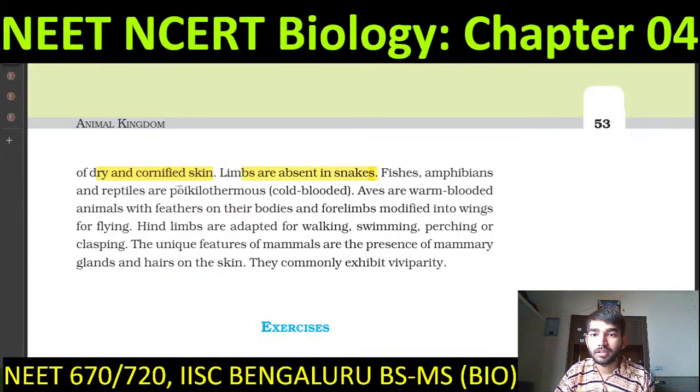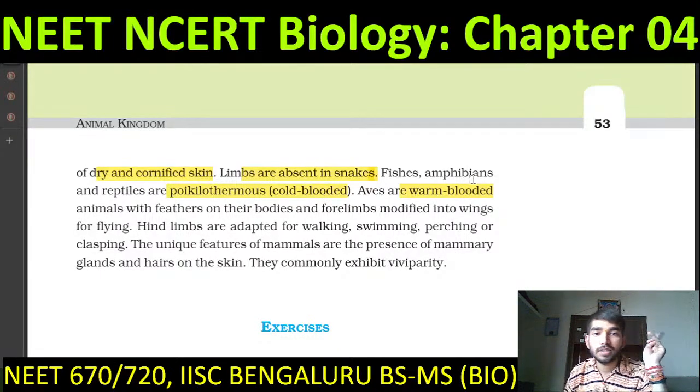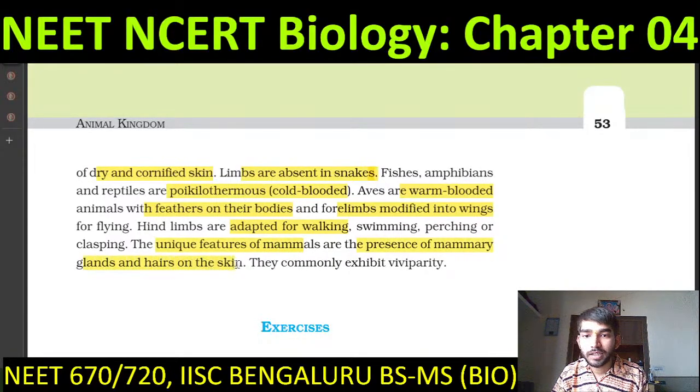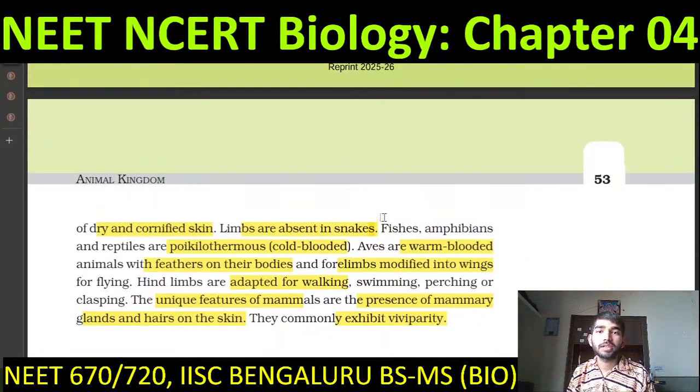Fish, amphibians, and reptiles are all poikilotherms. Aves are warm-blooded because they have a four-chambered heart, two auricles and two ventricles, so they are able to maintain their internal temperature. They have feathers on their body, forelimbs modified into wings, and an oil gland at the base. Hind limbs are adapted for walking, swimming, etc. The unique feature of mammals is the presence of mammary glands and hair on the skin. They exhibit viviparity, directly giving rise to the offspring.